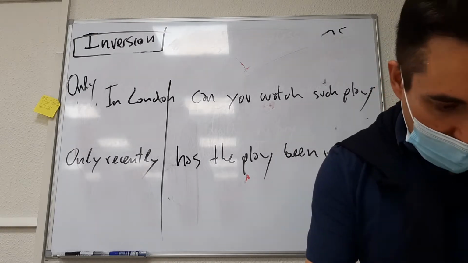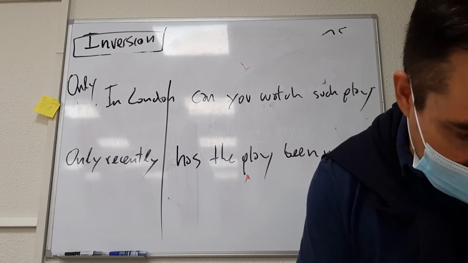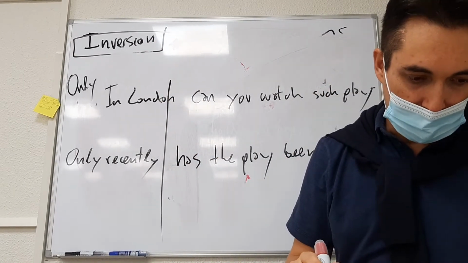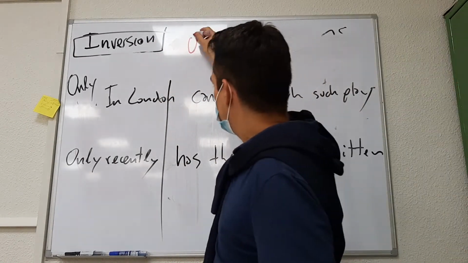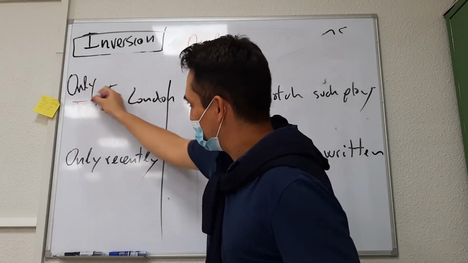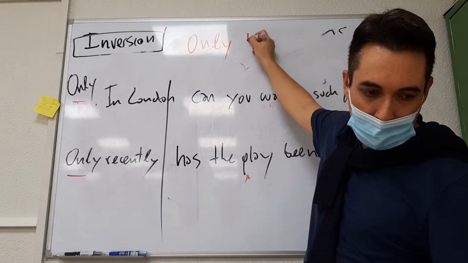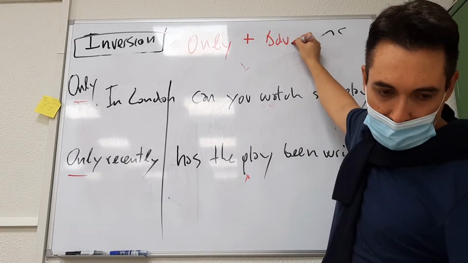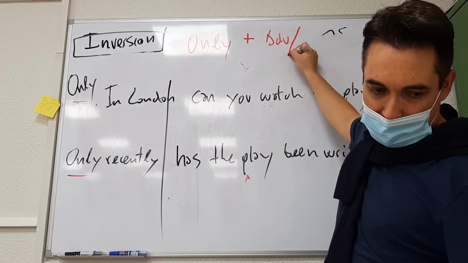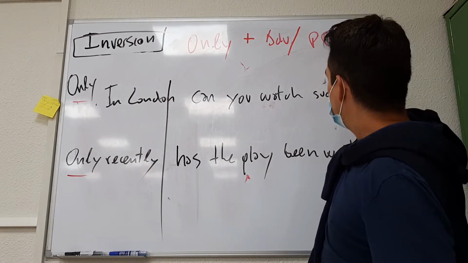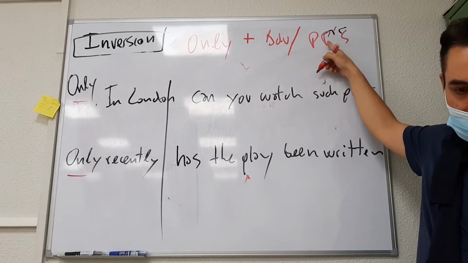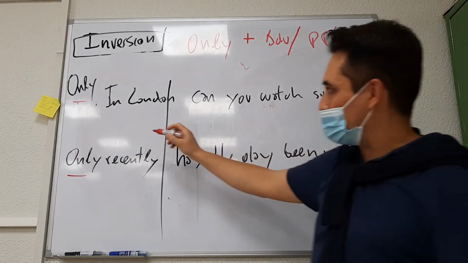So again, what am I doing here? This is inversion, yeah? What type of inversion is this? Only followed by adverbs, prepositional phrases, PPs. You know what a PP is? It's not the political party, it's a prepositional phrase. So have a look at this.